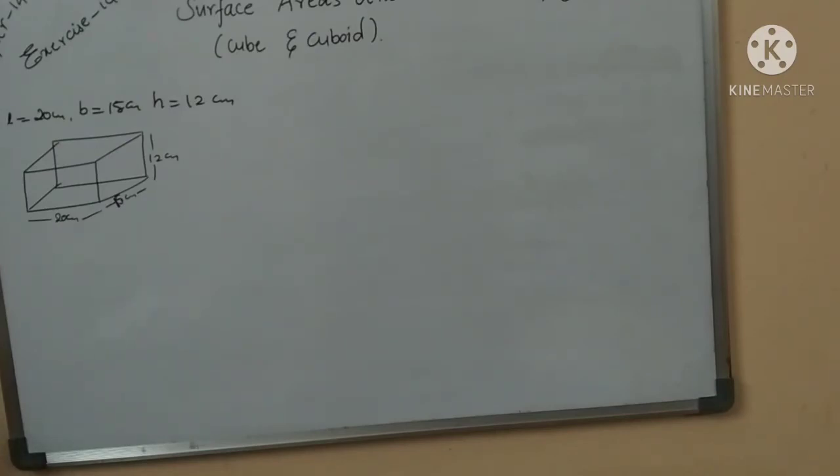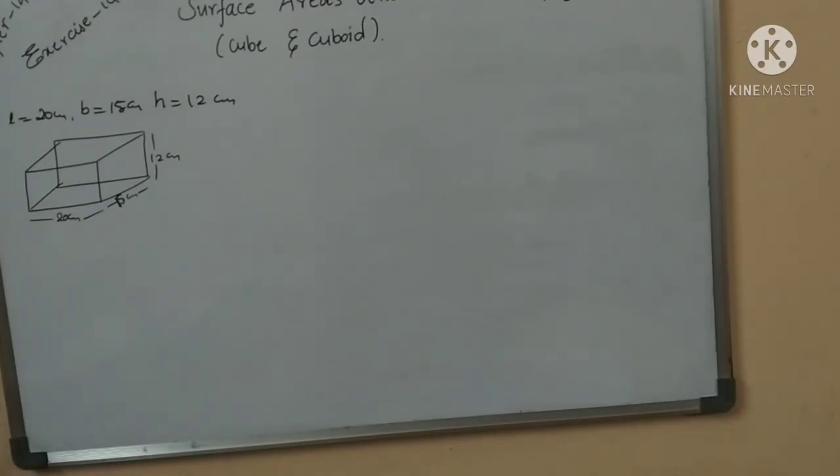Except the top and bottom of the cabinet, so we will find the lateral surface area. What is the formula of lateral surface area? 2h into l plus b. We use this formula for the third question. Already given that l equal to 1 meter, b equal to 2 meters, h equal to 1.5 meters. Substitute in the formula. Okay.